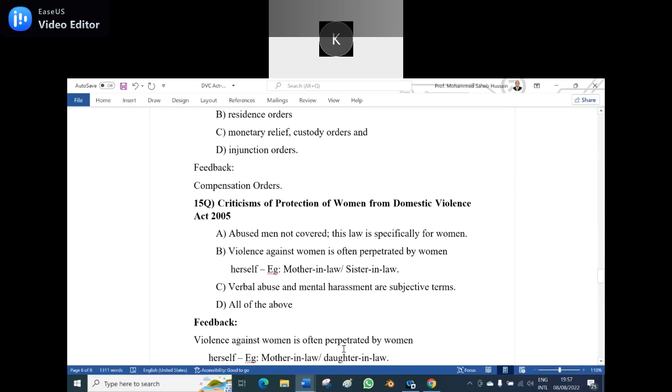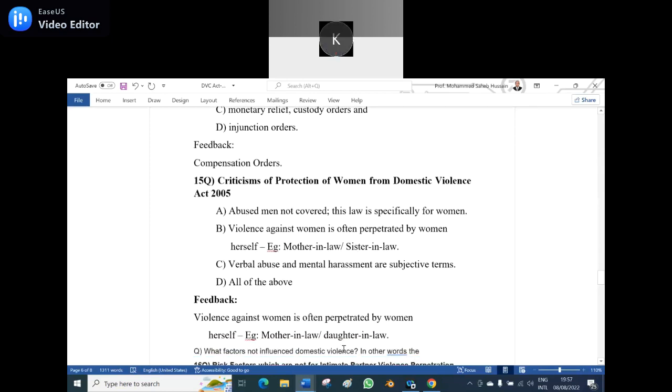See the feedback. Violence against women is often perpetrated by women themselves, that is mother-in-law, daughter-in-law. Sister-in-law is not there. Yes, daughter-in-law is there. Which one is false? Sister-in-law, it comes. No, it's daughter-in-law that comes over there.